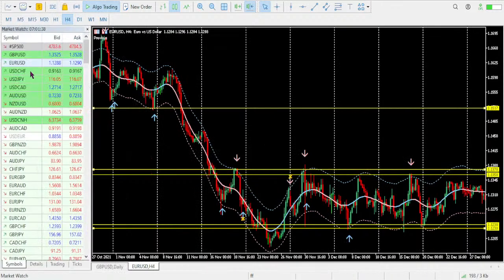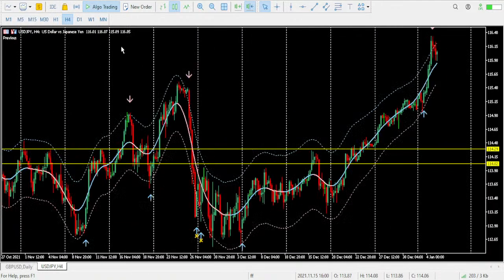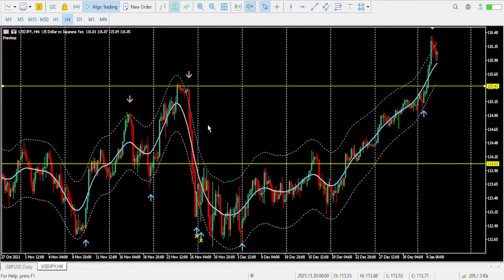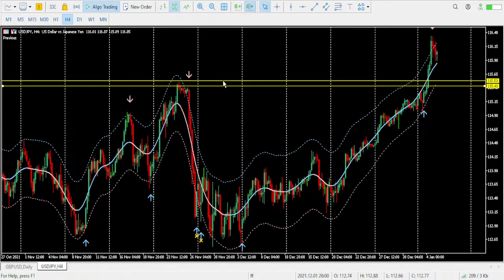The next symbol is the US dollar Japanese yen. So this chart is basically bullish. We are in an active uptrend. We just went beyond a very significant resistance level. We have it here. This level was used previously as a very good resistance level. We had a resistance here. The price went down, came back, and broke beyond this level. As it is now, you can see the price is basically above a very good level.